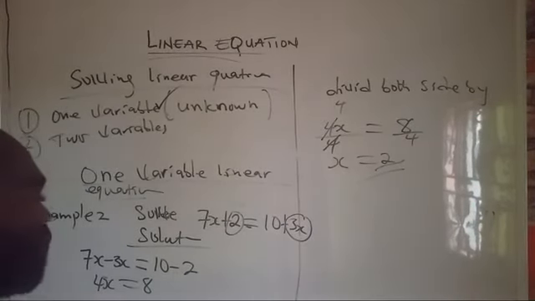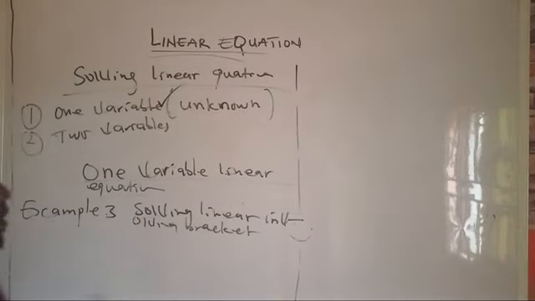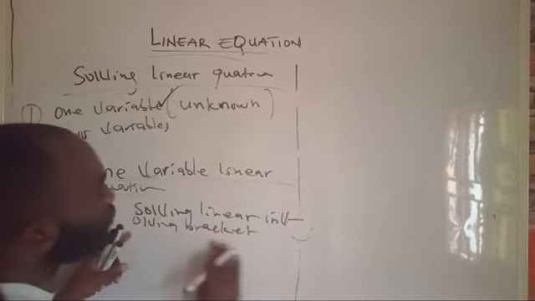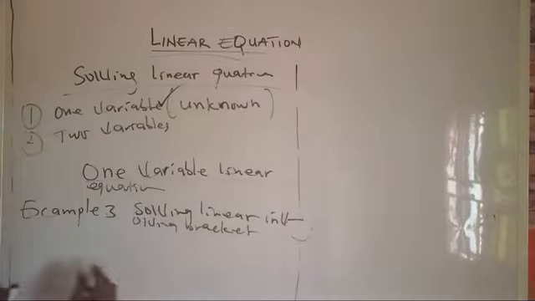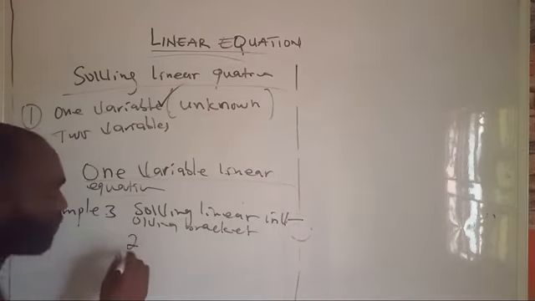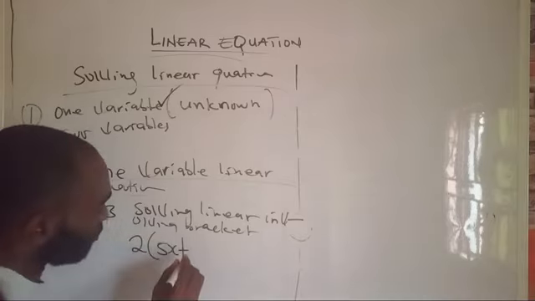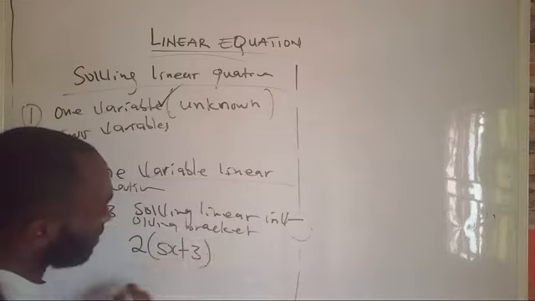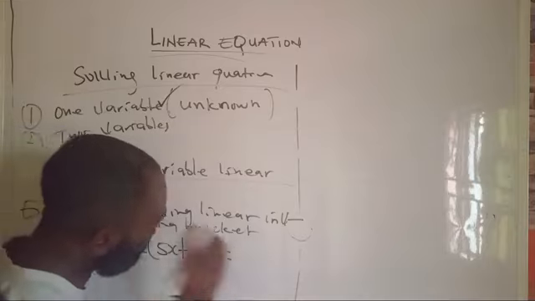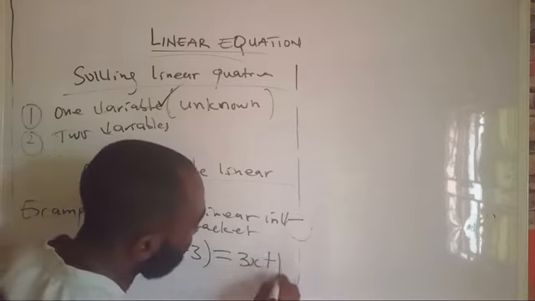So let's quickly move to example 3, solving linear equation with brackets. So the third example is solving a linear equation involving brackets. In solving linear equations involving brackets, we can have, for example, 2 bracket open 5x plus 3 bracket close is equal to 3x plus 1.